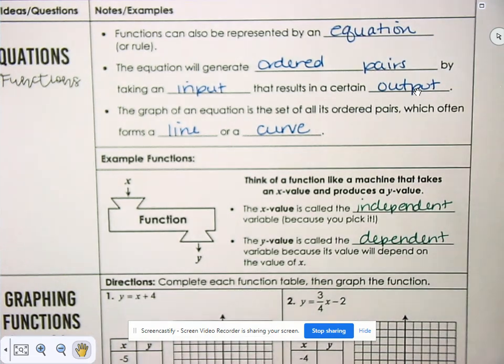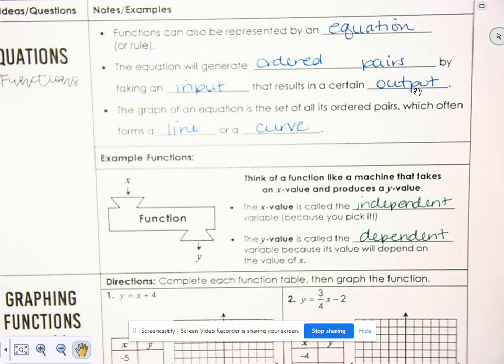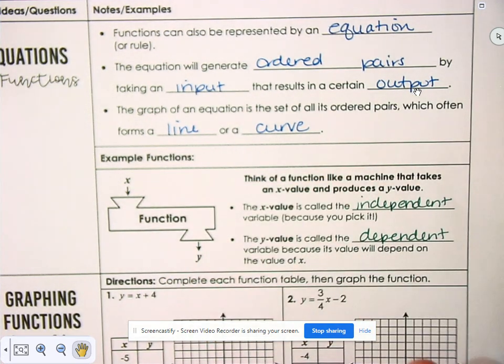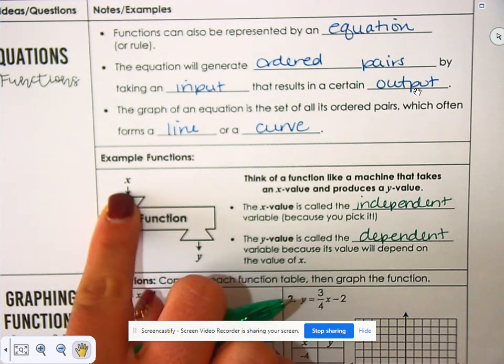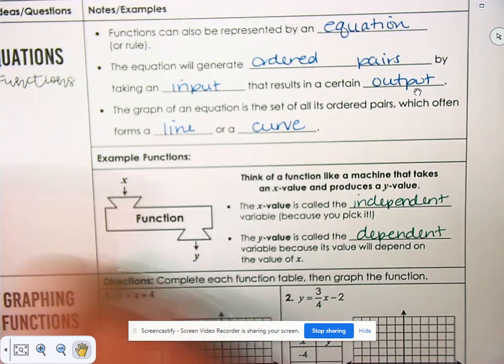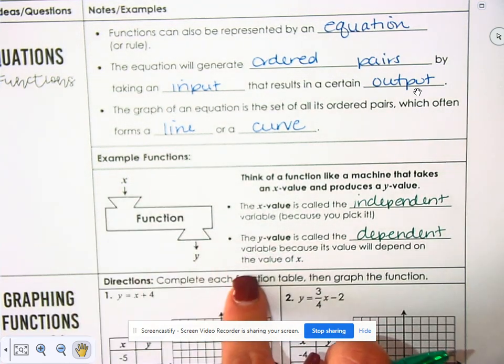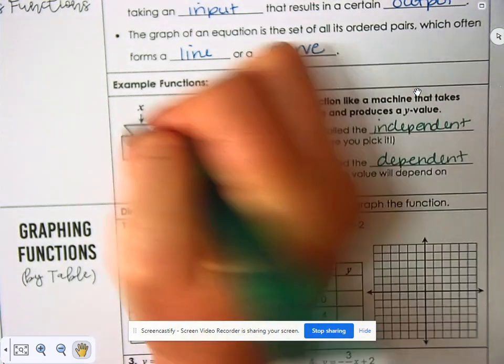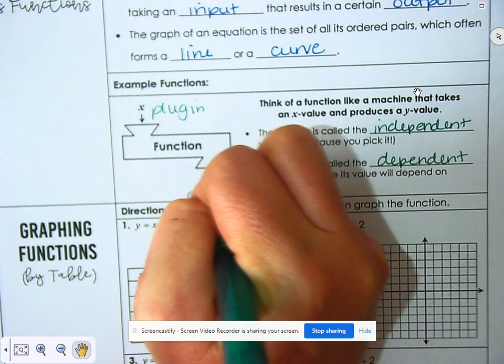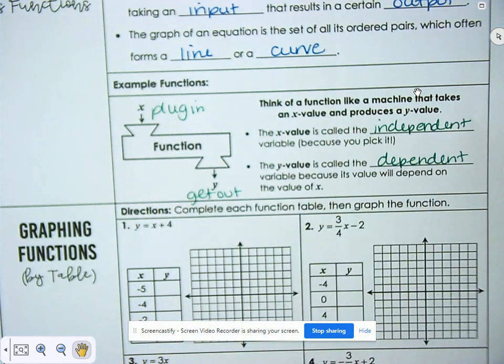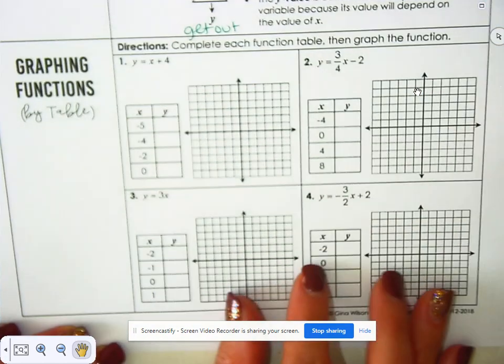Okay, but your x values are your independent. Your x values will be given to you. You're going to plug those in, and you're going to get a y value. So like right here, we talked about the gas pump. Like the x is the gas nozzle. So you take the gas nozzle out of the gas pump, you put it in your car, and you get gas out. So the gas pump is your x, and then y is your gas. So you're putting the nozzle in, and you're getting gas out. So x is going to be what you plug in, and y is going to be what you get out.